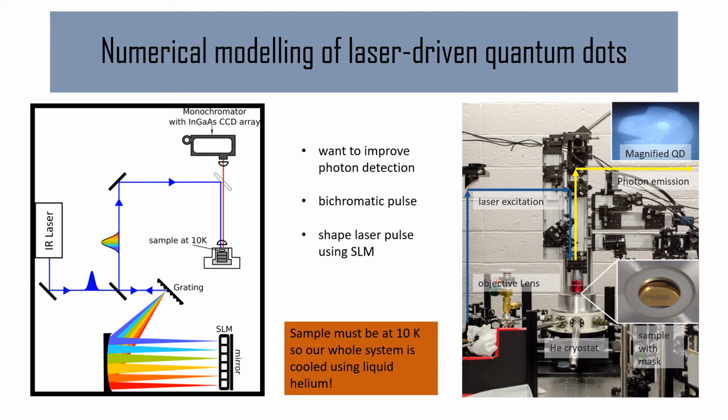In order to measure the photon without interference, we wanted to make a single photon source using a pulse that had a hole at the center of the spectrum, called a bichromatic pulse. In our experiments, pulse shaping is done using the SLM, which stands for Spatial Light Modulator. This is found in the diagram here.